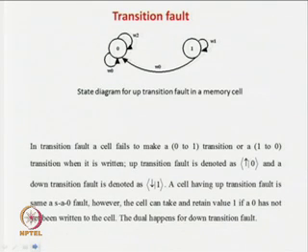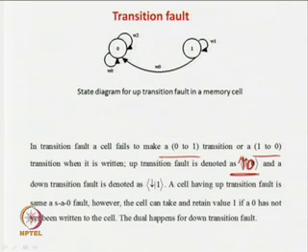Now, next is the transition fault. So, what is a transition fault? A transition fault means a cell fails to make a 0 to 1 or a 1 to 0 transition. That is, if you want to move 0 to 1 in a cell, it will stay stuck at 0, it is not allowed to do this. This is called a rising transition fault, or an up transition fault.